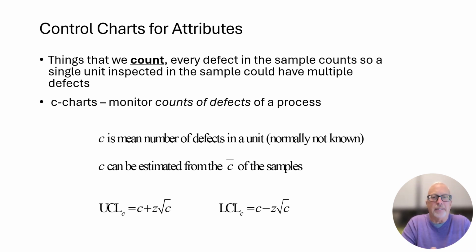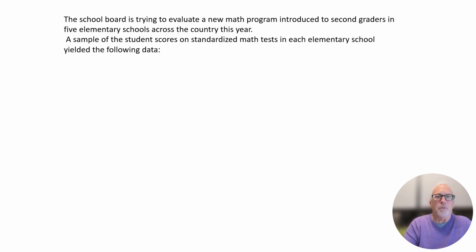We see Z again. That's our same old Z that we always wrestle with. If it's for a 95% confidence interval, or a 5% chance of a type 1 error, it's going to be 1.96, or simplified to 2. And then it's the square root of C. It's that same C again. So let's give this a try. We'll go right to the problem.